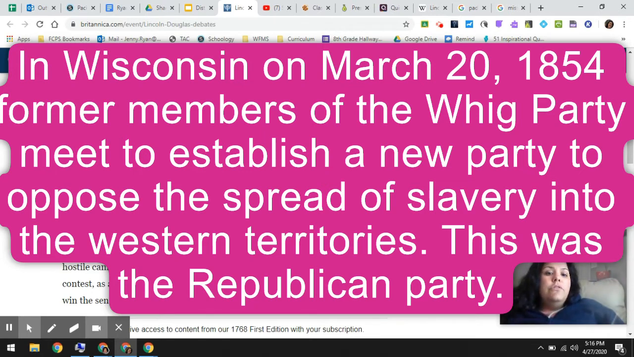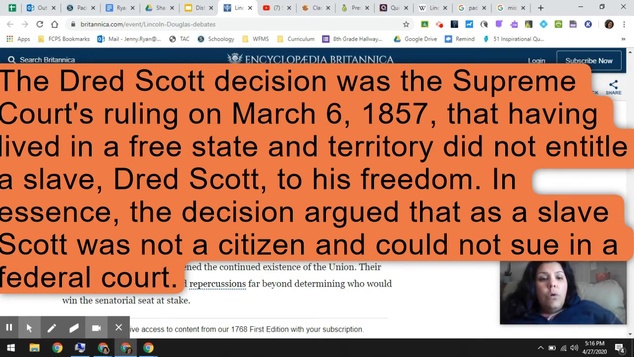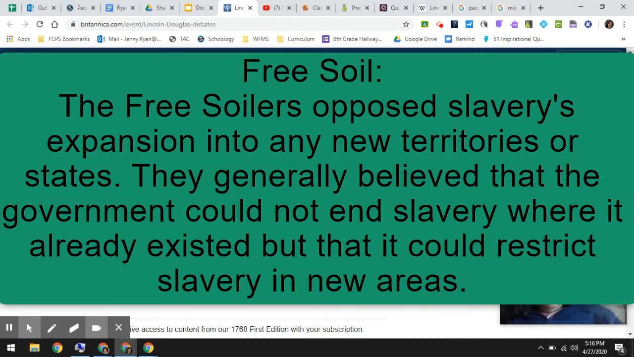Both Douglas's doctrine of popular sovereignty and the Republican stand on free soil were seemingly invalidated by the Dred Scott decision of 1857, in which the Supreme Court said that neither Congress nor the territorial legislature could exclude slavery from a territory. So now you have this political party who's been formed, and their whole goal is to have what they call free soil. They want to have the land be free, no slavery. And they are dealing with this idea that Stephen Douglas has established in the Kansas-Nebraska Act, where people would be able to practice popular sovereignty. They would vote on whether they wanted to have slaves or not in their territory.